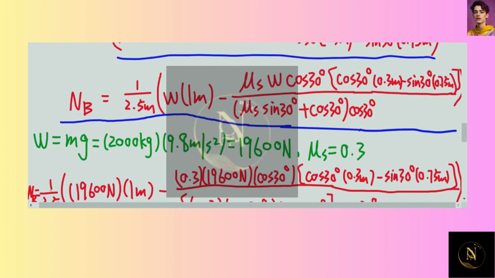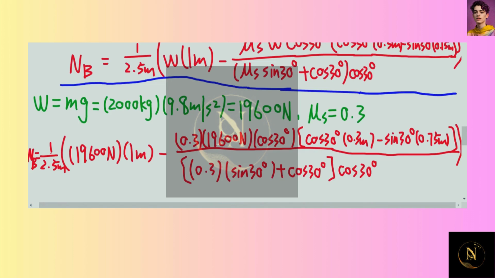We know the gravity is equal to mass times the acceleration of gravity. The mass of the car is given as 2,000 kilograms. In the question it says 2 megagrams, and 2 megagrams is equal to 2,000 kilograms. The acceleration of gravity is 9.8 meters per second squared. If we do some calculation, the gravity of the car is 19,600 Newtons. The coefficient of static friction is 0.3. Now we can plug these values back into the equation.